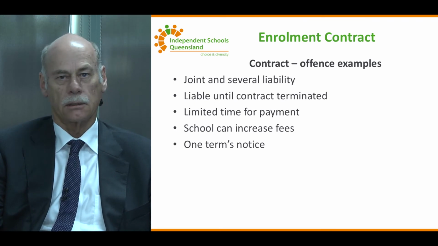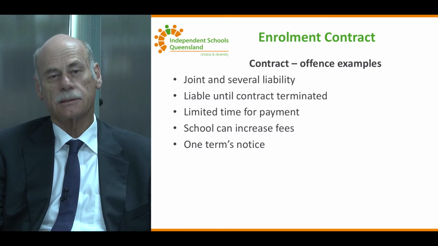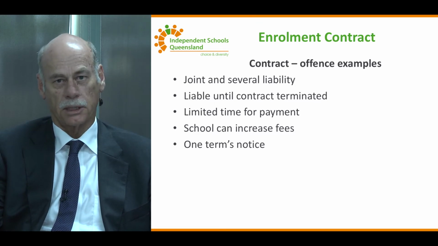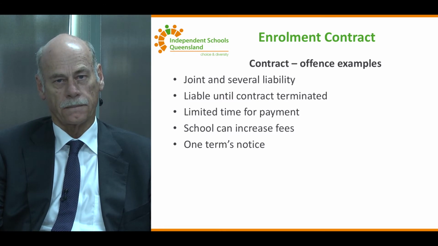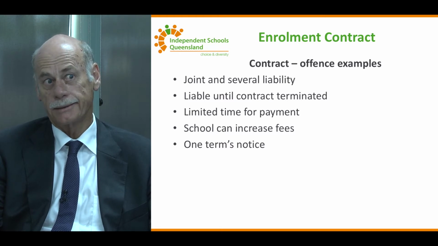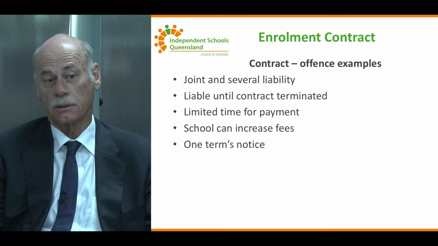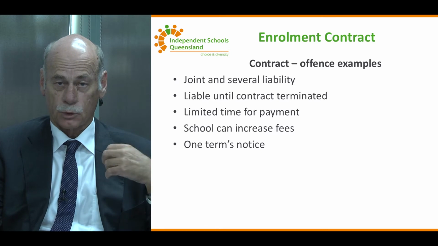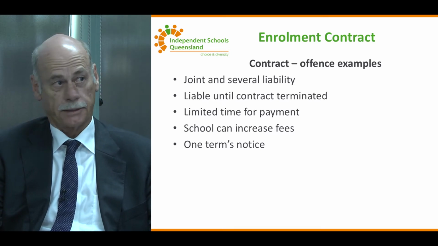If two parents sign the contract, then they're jointly and severally liable. That means that each of them is liable for the full amount of any money that's payable under the contract. The school can pursue either one of them. It's very common for one parent to come in and say, well, we've agreed that he's going to be responsible for the fees or she's going to be responsible for the fees, so you'll have to go and get it from them. It's very useful to, at that point, pull out from the drawer the enrolment contract and say you're jointly and severally liable and you better pay up.